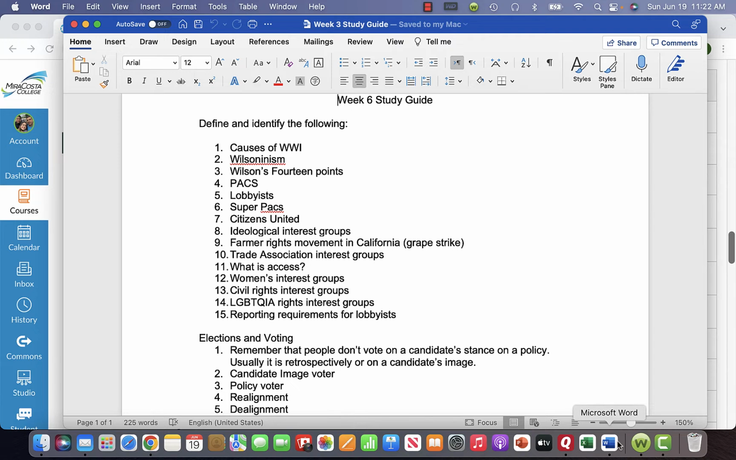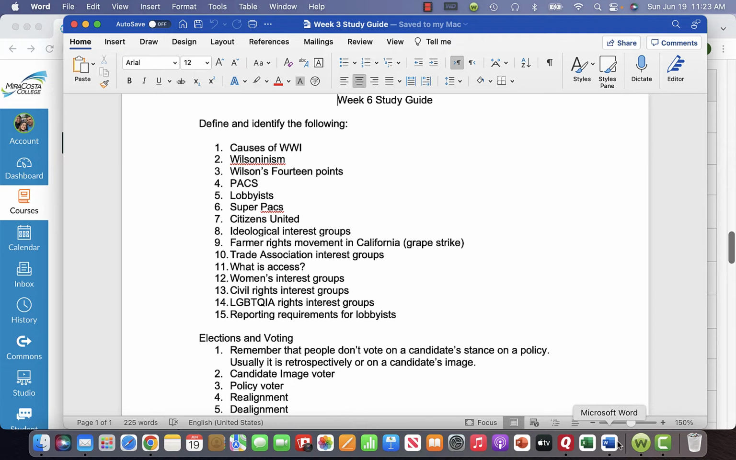And let's go ahead and take a look at the second point, Wilsonianism. Woodrow Wilson's belief was kind of a foreign policy where we attach the feelings of self-determination, having a democratic government, collective security, international law, and establishing a League of Nations, which kind of ties into Wilson's 14 points.